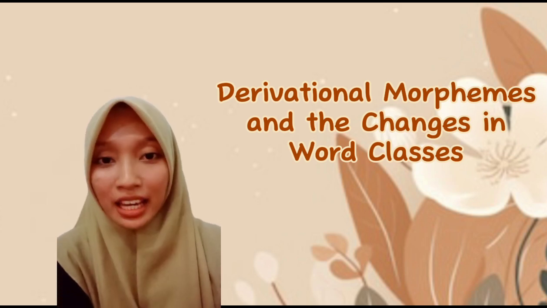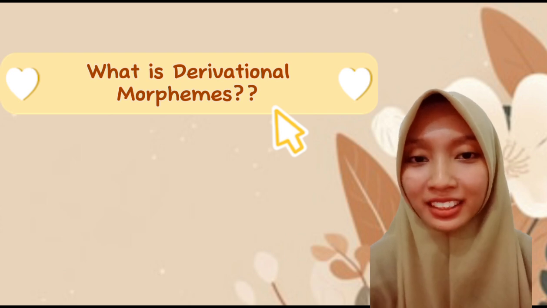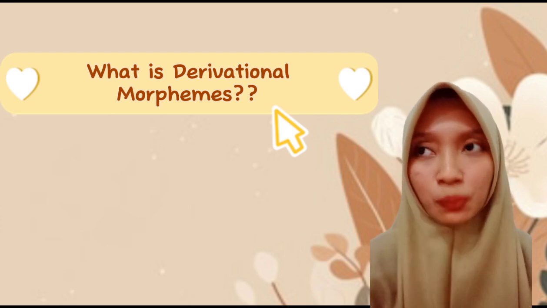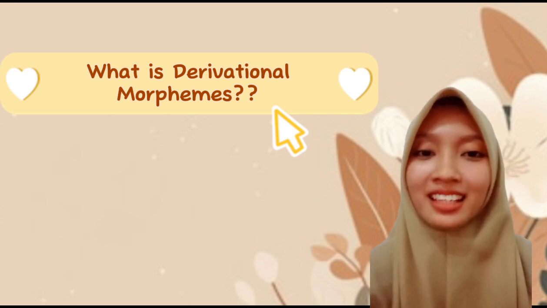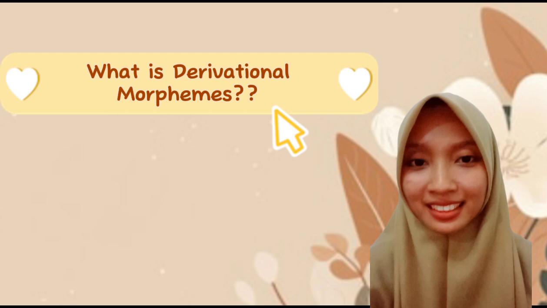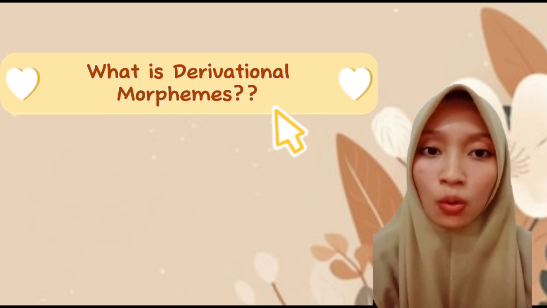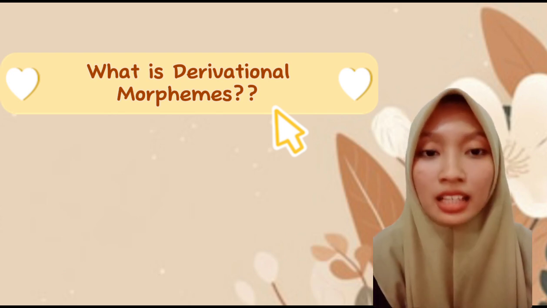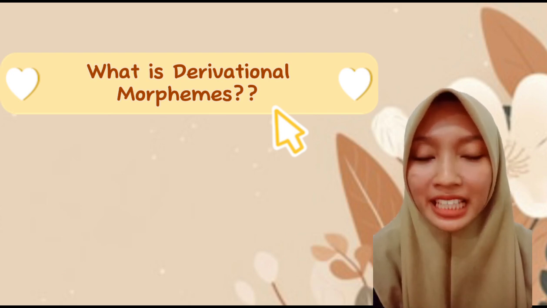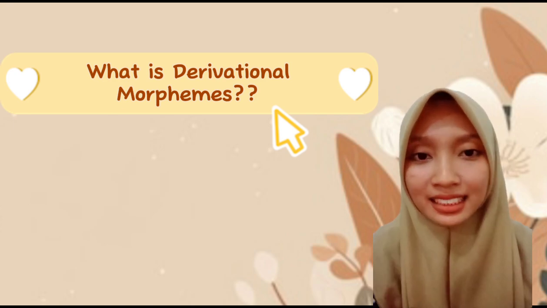In this video, I'm going to tell you about the derivational morphemes and the change in word classes. So, what is derivational morphemes? Well, derivational morphemes is a part of bound morphemes. So, bound morphemes are divided into two: derivational morphemes and inflectional morphemes. Derivational morphemes are also known as affixes, while inflectional morphemes are also known to add grammatical information to the morpheme. But here I'm going to tell you more about the derivational morphemes and the changes of word classes.